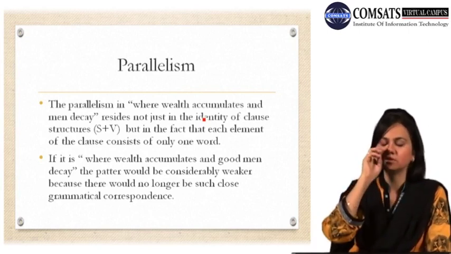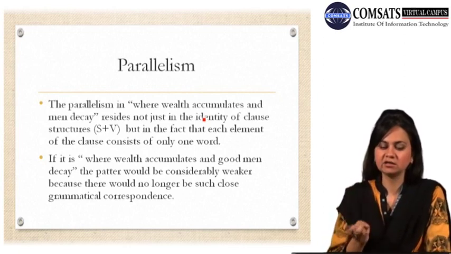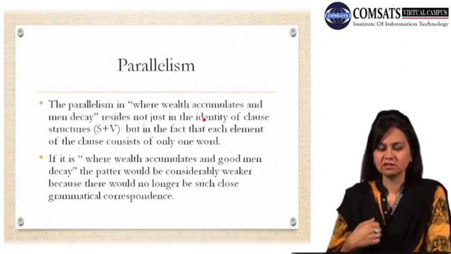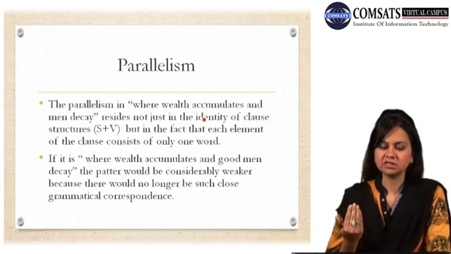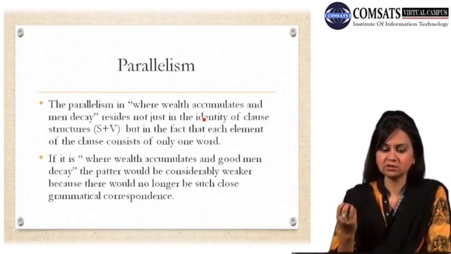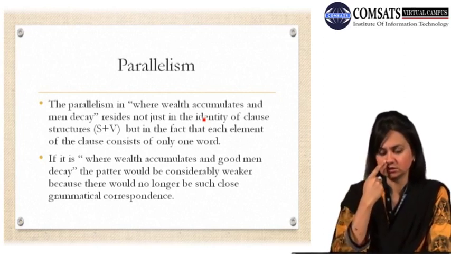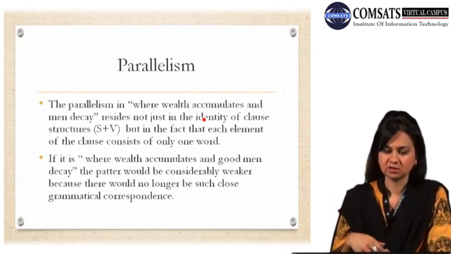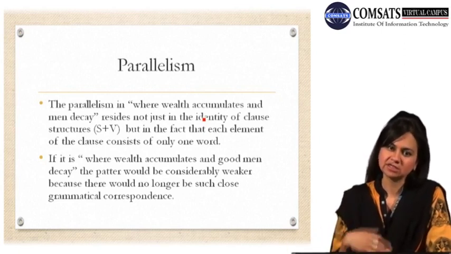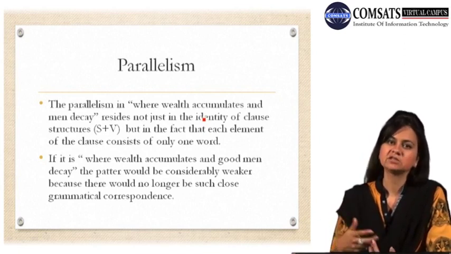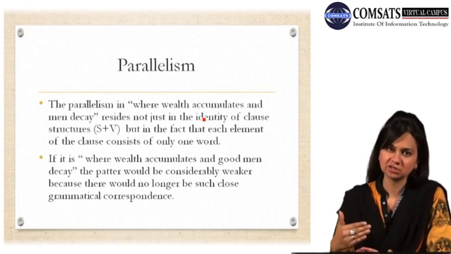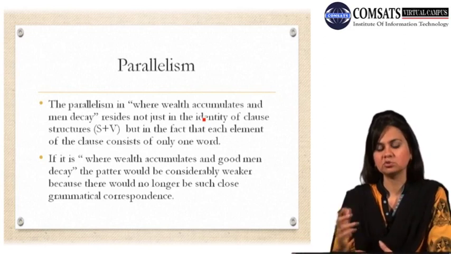So we see that the grammatical correspondence between where and wealth, and men accumulates and decay, creates parallelism. Even the repetition of sounds like where and wealth, with the very sound of wo. And we see the correspondence between the nouns, that is the opposition. One thing is increasing, the other is decreasing. So we see wealth increasing and men decreasing. That again creates correspondence or opposition that brings to focus the binary or the antithetical situation or position of the two objects explained.